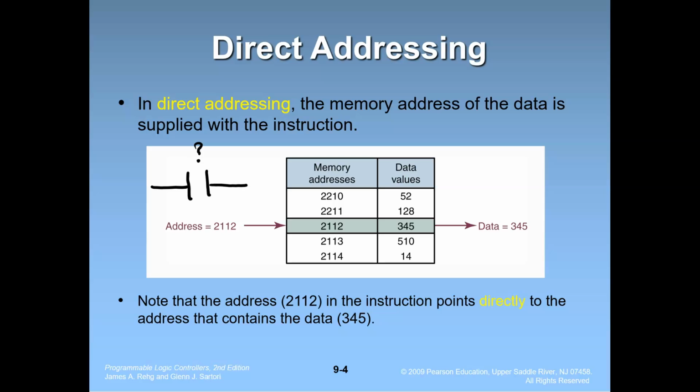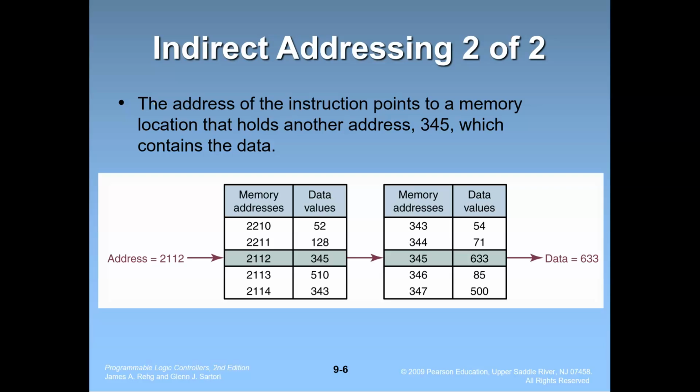For example, in a general memory structure, let's assume that in the first column we have the memory address, and the second column is showing us the data that is stored in that particular address. Now, if I want to address, for example, this 345, then direct addressing means that I have to provide this address of 2112. So it's the most common way of addressing. Whatever you learned in previous chapters and used as the addressing format for your programs is basically direct addressing. Now let's go to indirect addressing.